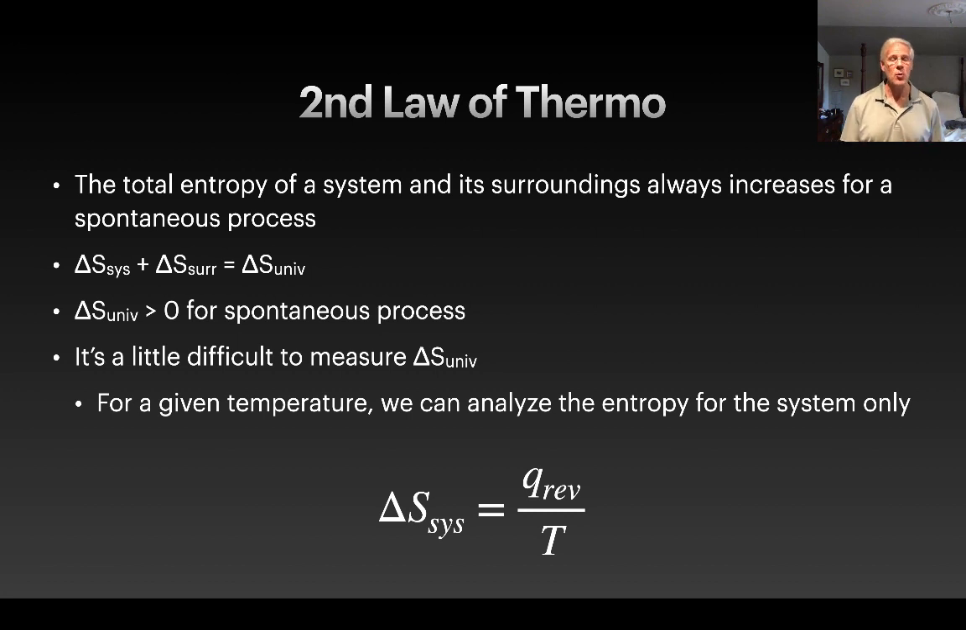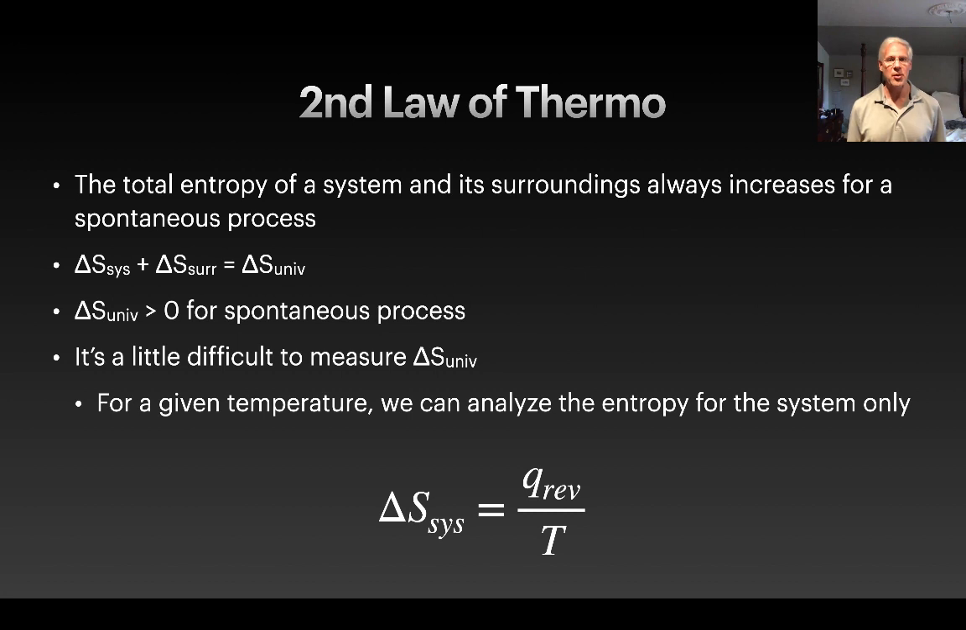And we're going to find a way to work around this idea of delta S of the universe, where everything gets based on the system and we'll take everything into account. So for a given temperature, we can analyze the entropy for the system using this equation. So we have delta S of the system is equal to Q reverse over T. Q reverse is the heat involved in a reversible process.